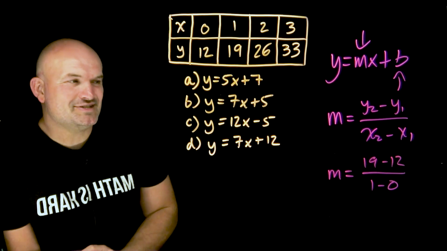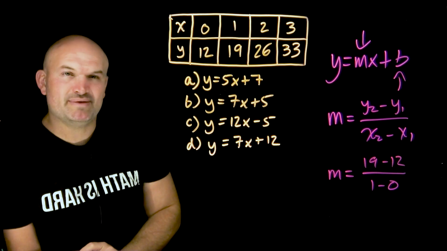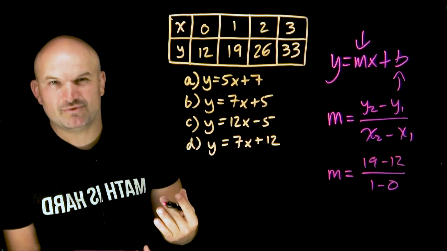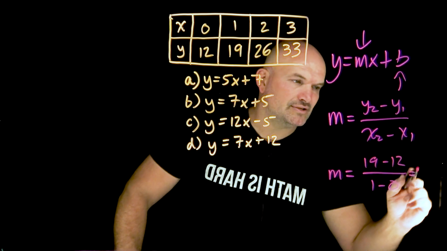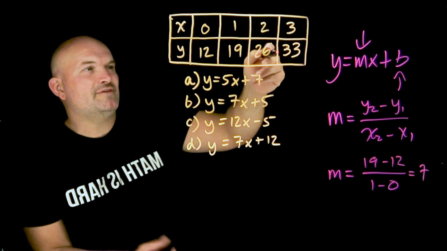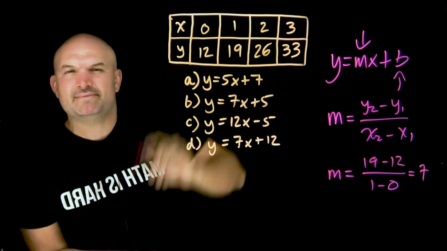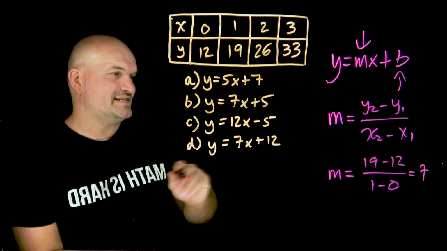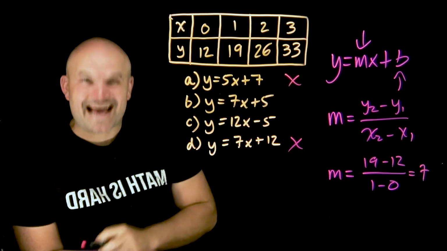And again, the reason I like that is I already know I can do this in my head, right? 1 minus 0 is going to be 1. 19 minus 12 is going to be 7. 7 over 1 is just going to be equal to 7. So that makes it rather simple and easy to compute. Whereas if I was doing 3 and 1, I might have to think a little bit harder as far as 13 minus 19, making sure that I'm getting it correctly. But anyways, I noticed my slope is going to be 7. So therefore, this is not the correct answer, and that is not the correct answer.